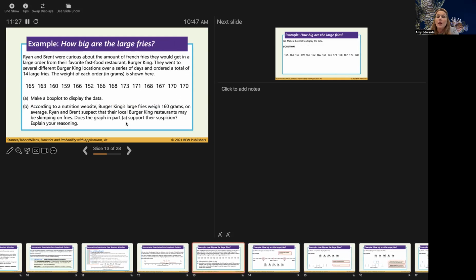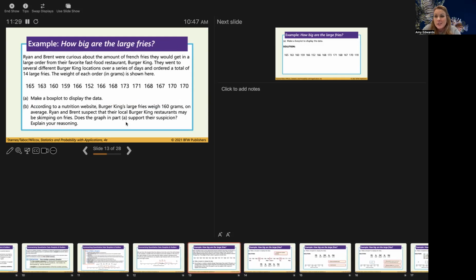Okay. So now here's our example. You've got 2 boys. They go around, they want to know, do you always get the right amount for large French fries? So they go to a bunch of different Burger King restaurants. They order a large fry. They went to 14 different ones and then they weighed it. If you go on the Burger King website, it says a large fry should weigh 160 grams. Okay. So their thought process is, ooh, am I getting cheated? Am I getting what I paid for? Okay. Because again, I want you to think about this.